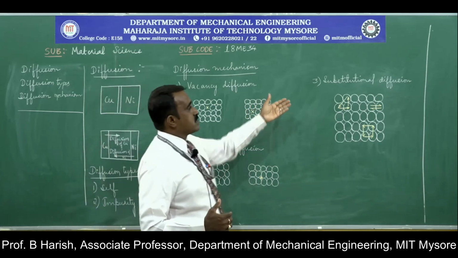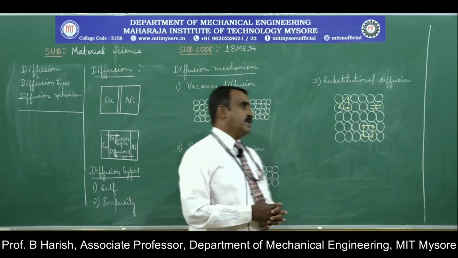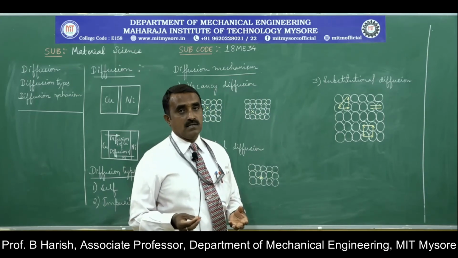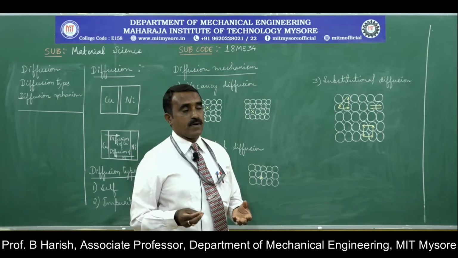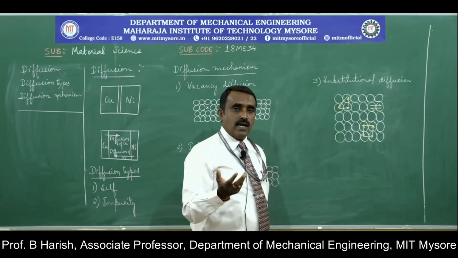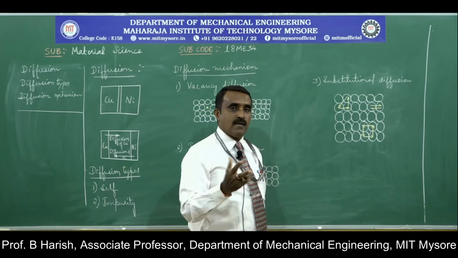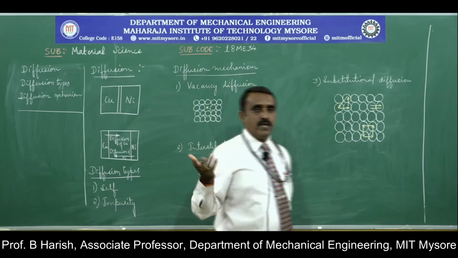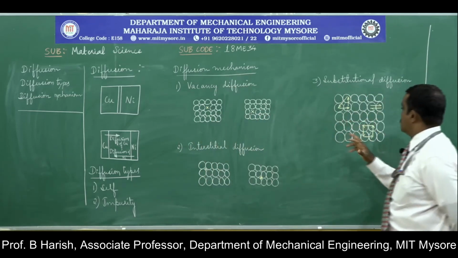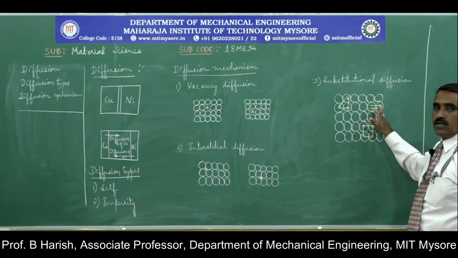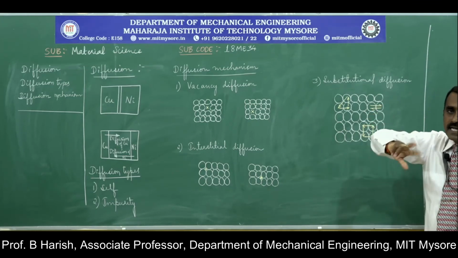Coming to the third one, substitutional diffusion mechanism. Here one atom gets substituted for the other, as in the same case of imperfection. It can be between two atoms, between three atoms, or between four atoms. If you observe the figure, you can see this atom moves here, this atom moves here. That is between two atoms. They interchange their position.